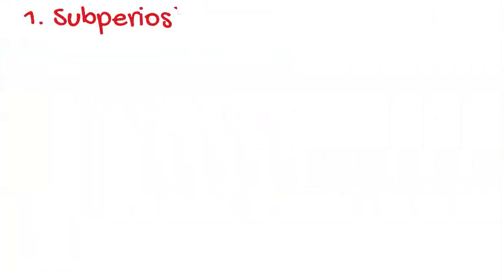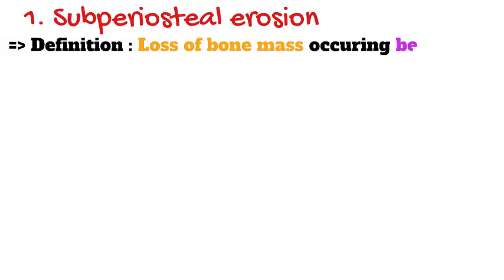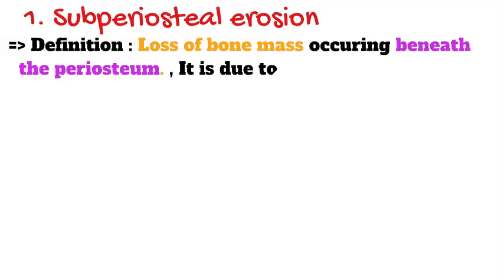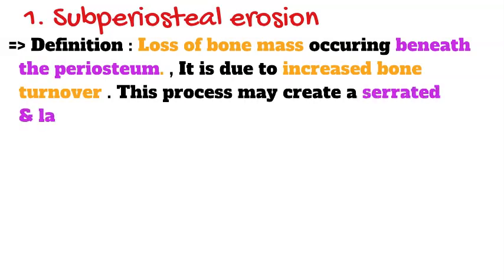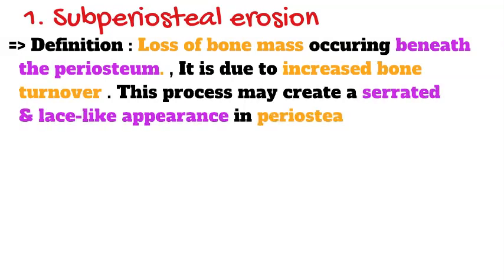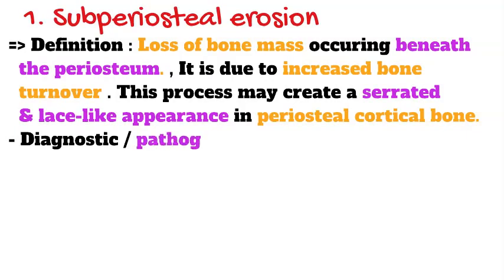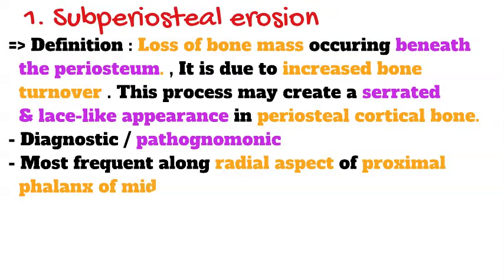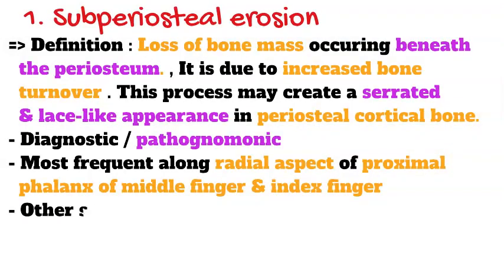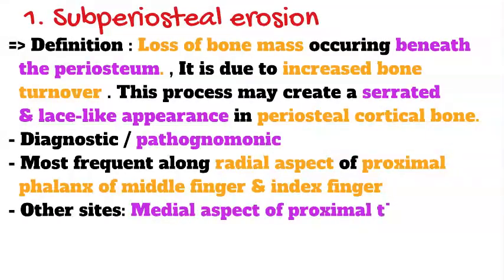Number 1. Subperiosteal erosion, the definition: loss of bone mass occurring beneath the periosteum. This is due to increased bone turnover. This process may create a serrated and lace-like appearance in the periosteal cortical bone. This is diagnostic or pathognomonic.